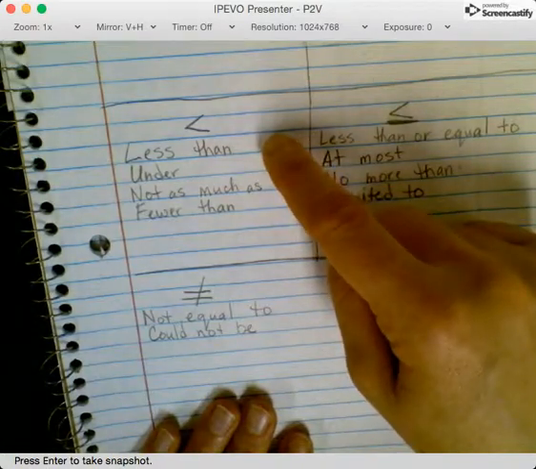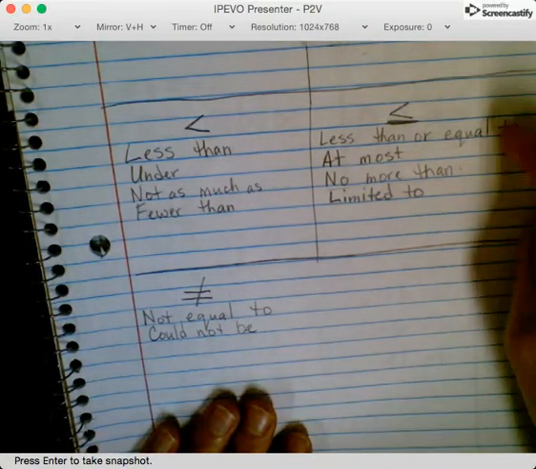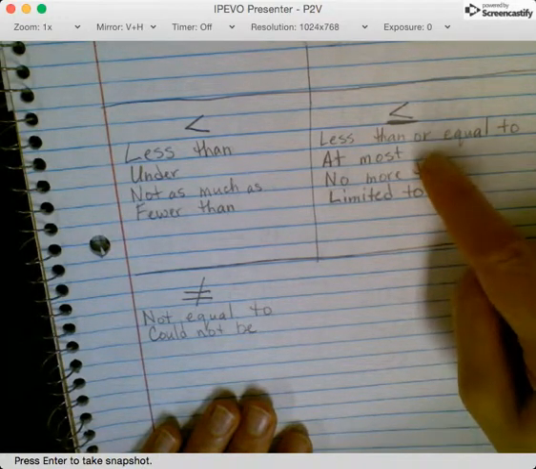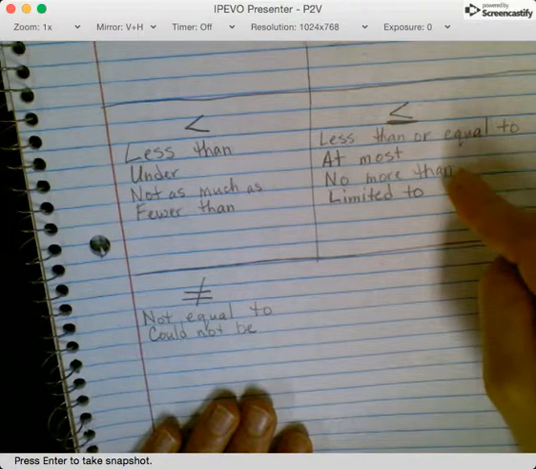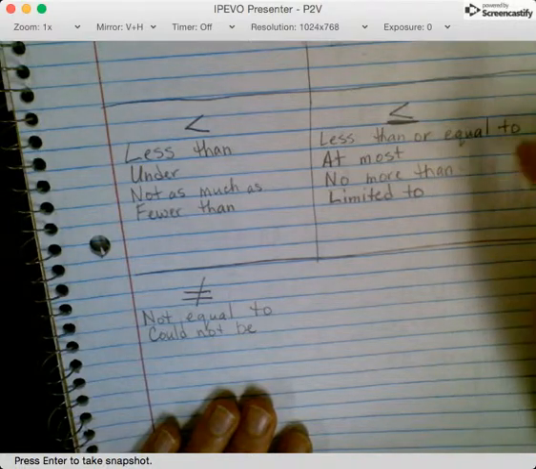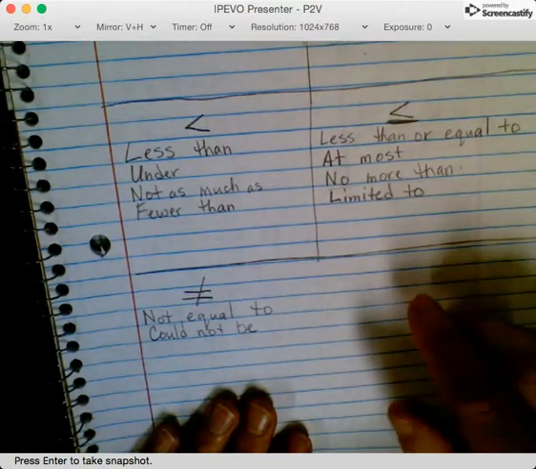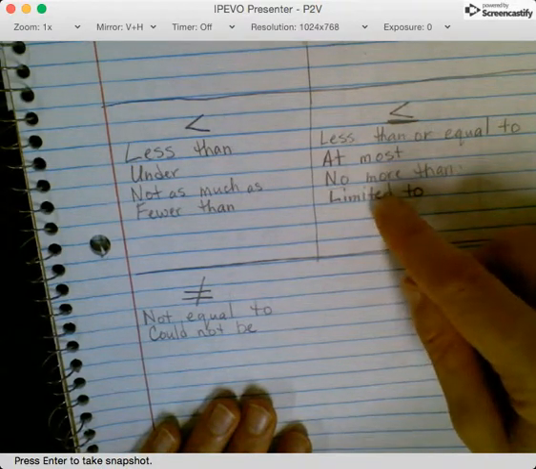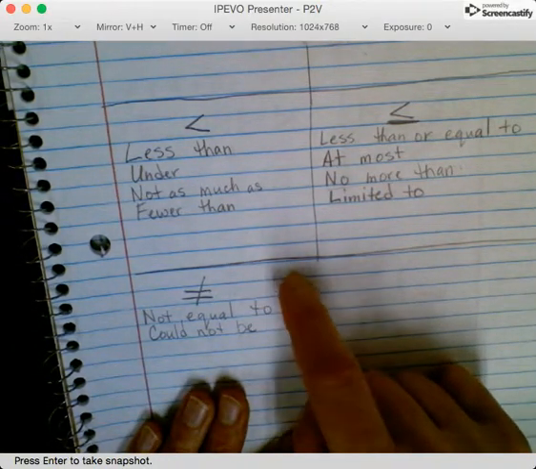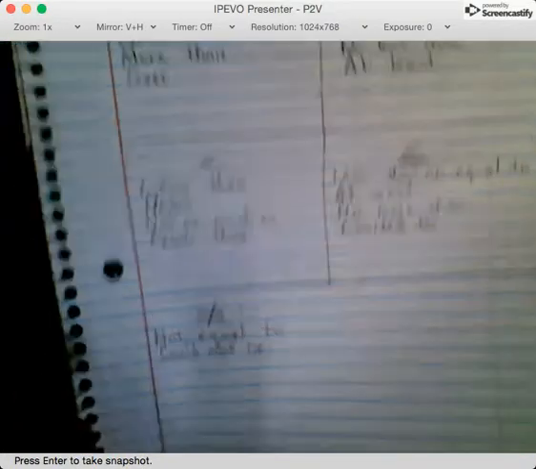For less than, we could say less than, under, not as much as, or fewer than. We could say less than or equal to for that symbol, at most, no more than or limited to. For instance, if somebody was going on a roller coaster ride, they would have to be at most this height, or their height would be limited to that height, okay? The symbol here is the not equal to sign, could also be said as could not be. So those are some of the symbols.